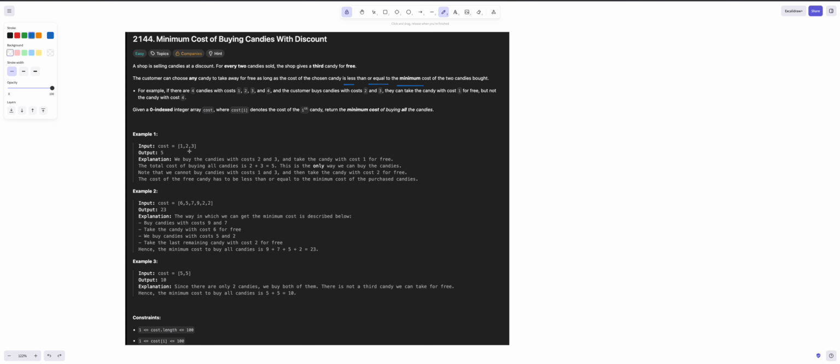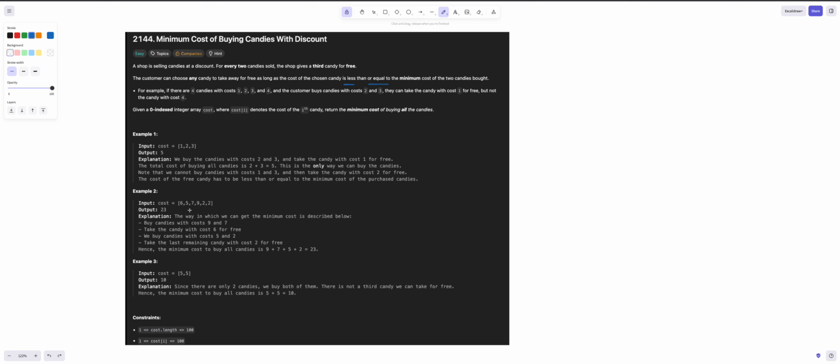And then the only one we can buy the candies, but we cannot buy the candy with the cost of 1 and 3 and then take the 2 for free, because the cost of free candy has to be less than or equal to the minimum cost of the purchased candy. So if we buy the candy 1 and candy 3, we cannot take away the candy 2 for free because our minimum candy price is 1. How about we buy the candy 1 and candy 2? That's also not possible, because the minimum of the candy price that we buy is 1, and we are not allowed to take away the candy price 3 for free. So that's why we choose 2 and 3. Minimum is 2, and we can take away the 1 for free.